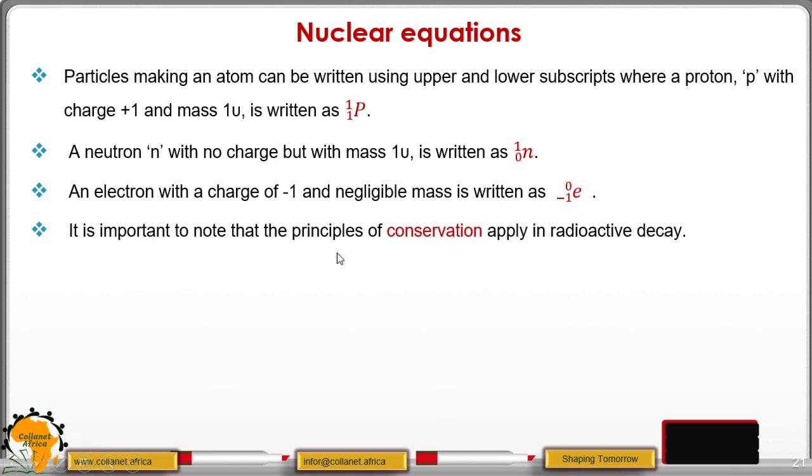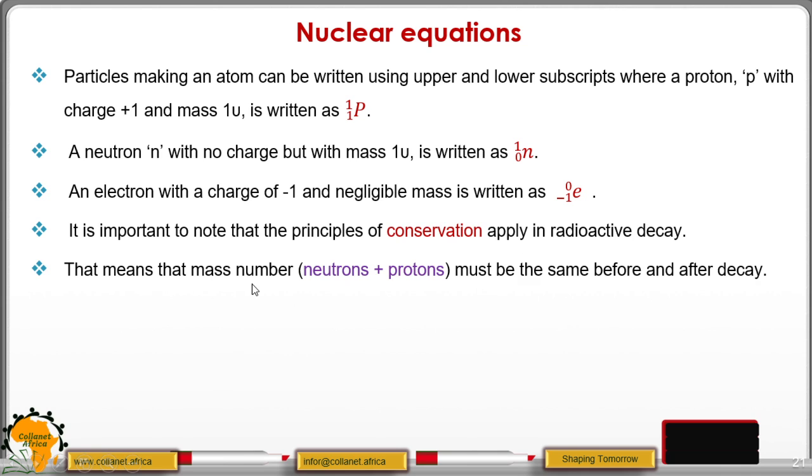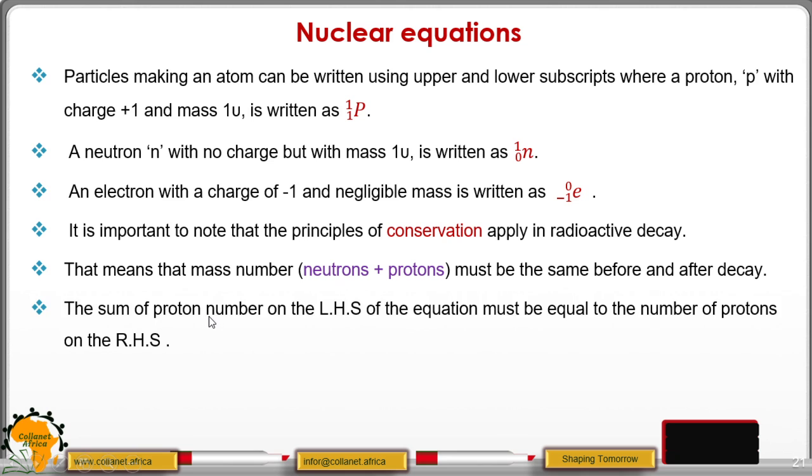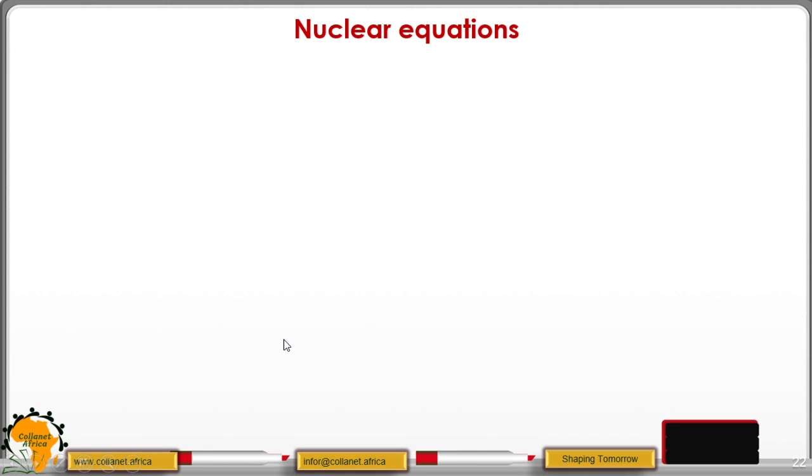Now, it is also important to know that the law of conservation is applied in radioactive decay, which implies that the mass number before the radioactive decay must be equal to the mass number after the decay. That is, the sum of protons on the left-hand side of the equation must be equal to the number of protons on the right-hand side of the equation. So it is always important to leave your equation balanced. Then from there we can move to nuclear reactions.